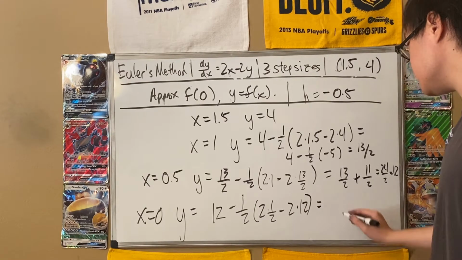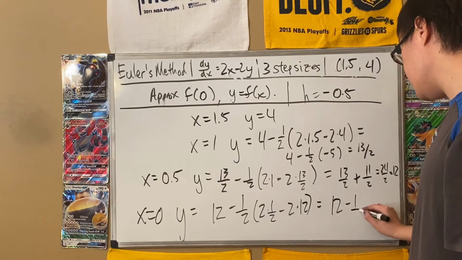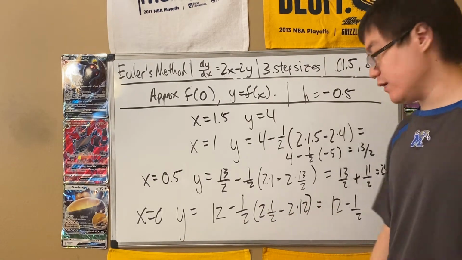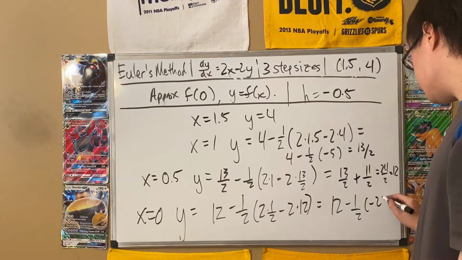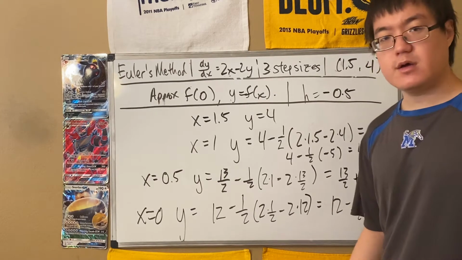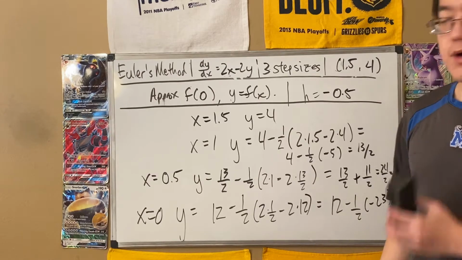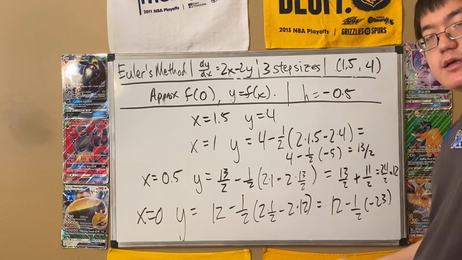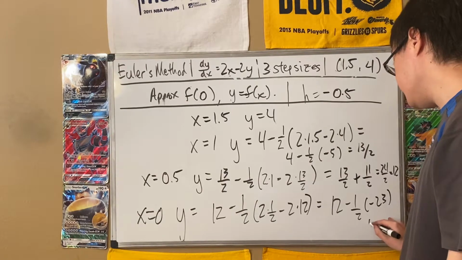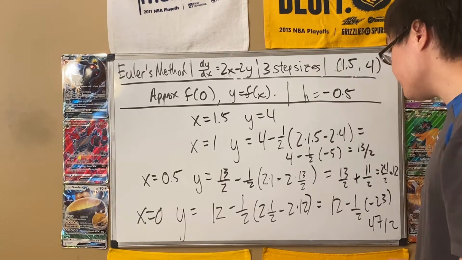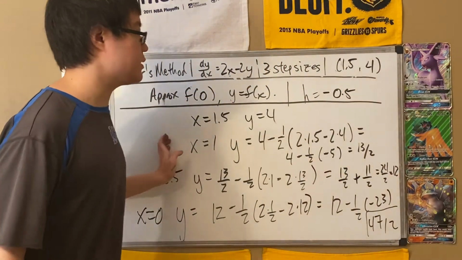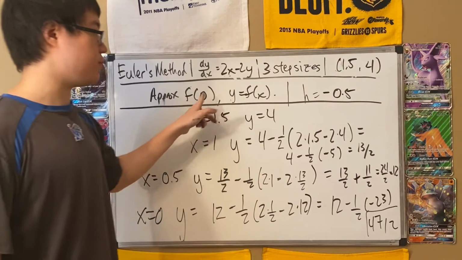So it looks like we're almost done. It's going to be 12 minus 1/2. Let's simplify this parenthesis. It's going to be 1 minus 24. That's negative 23. So it looks like our final answer is, well, 12 is 24 halves, so it's going to be 24 plus 23 halves, because it's minus minus again, so it's going to be 47 halves is our final answer. So in this case, we have the rare case where you have to employ Euler's method 3 times, but that's because we started at 1.5 and we went to 0.